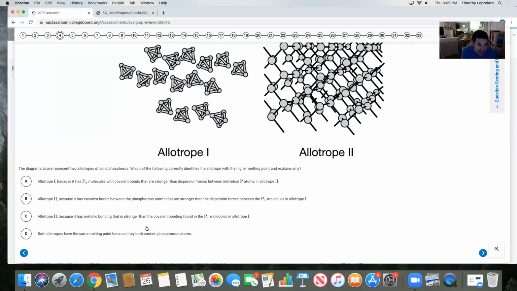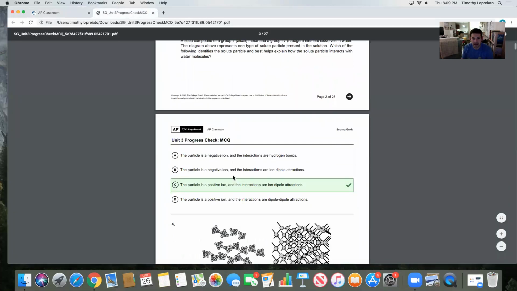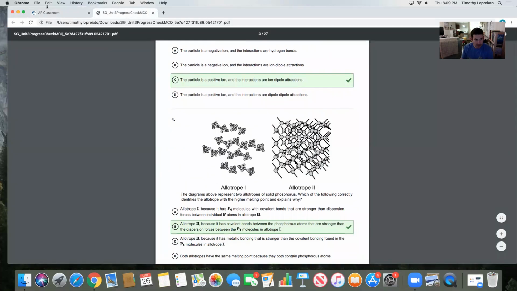Allotrope 2, because it has metallic bonding. Moo! Phosphorus is not a metal. It's a covalent compound. No way can it be choice C. Do I even want to continue reading? All right, so for question 4, we're looking for choice B. Woohoo!